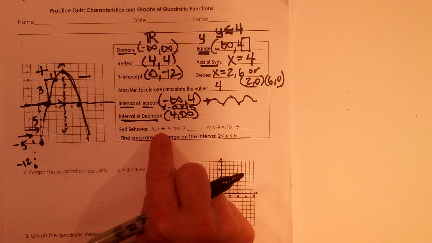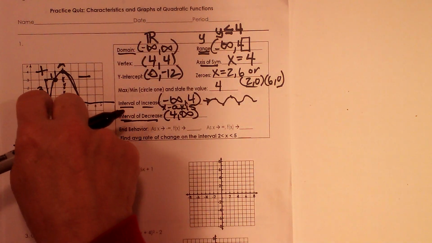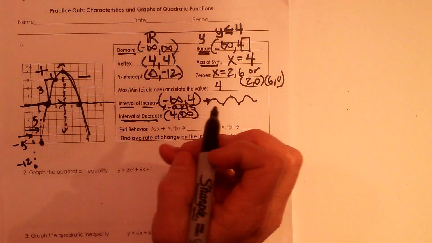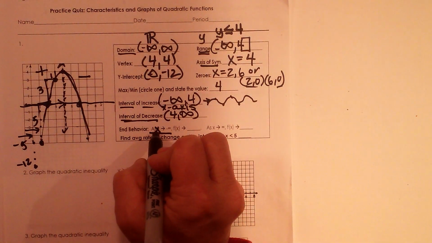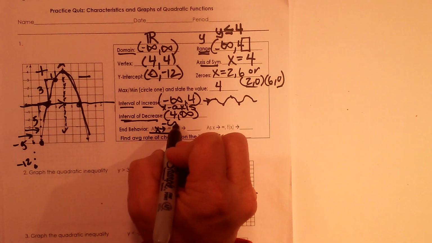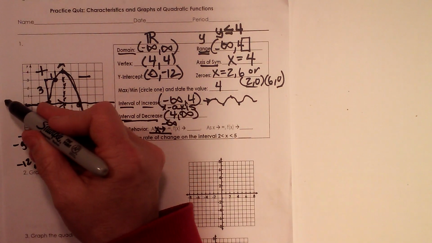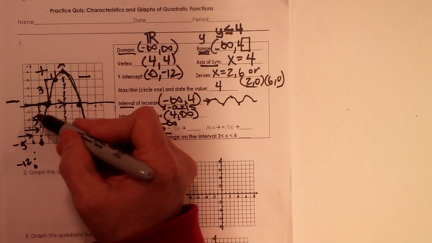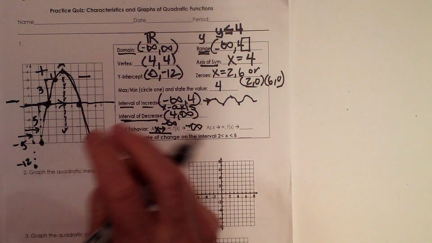Okay, end behavior. End behavior is just saying which way the graph is going as it goes off. Does it go up, or does it go down? So we're going to look at two sides of the graph. First, we're going to look where x is going to negative infinity. That means if my graph goes to the left, as it's going more negative, what's the graph doing? Well, it's going down, so it's going to negative infinity.